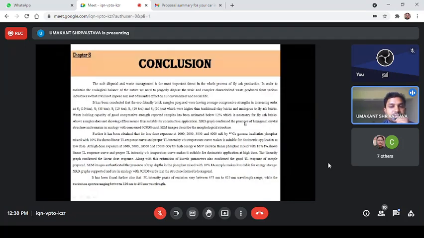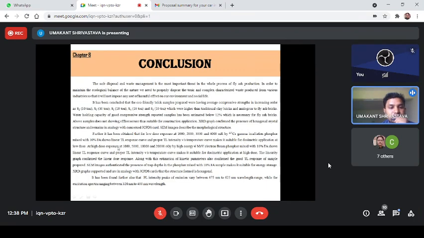The XRD graph confirmed the presence of hexagonal crystal structure and remains in analogy with the concerned JCPDS cards. Further, it has been obtained for the next objective that for low dose exposure at 100, 1000, 2000, 3000, and 4000 mR by cesium-137 gamma irradiation, the phosphor Fa plus 10% material shows a linear TL response curve and a proper TL intensity versus temperature curve, which makes it suitable for dosimetric application.